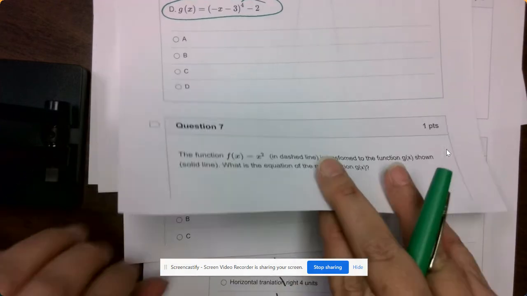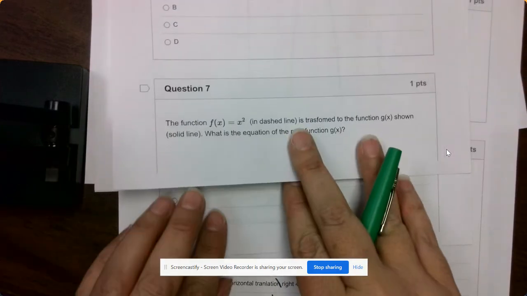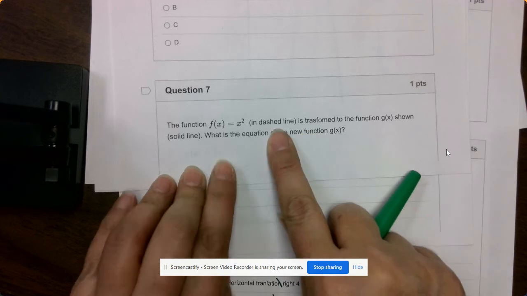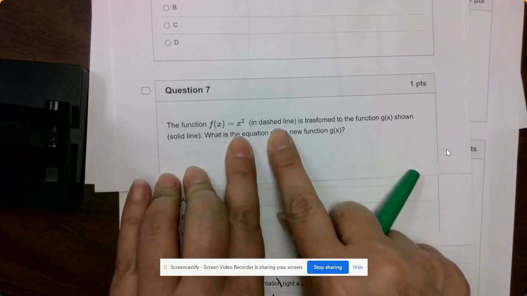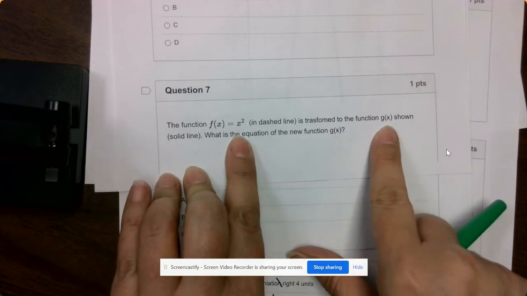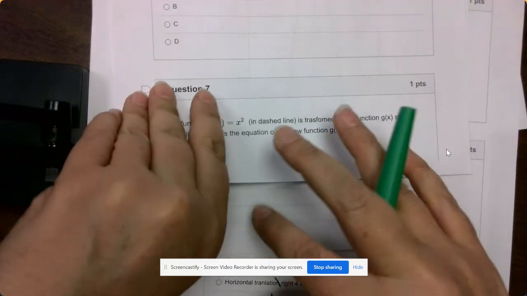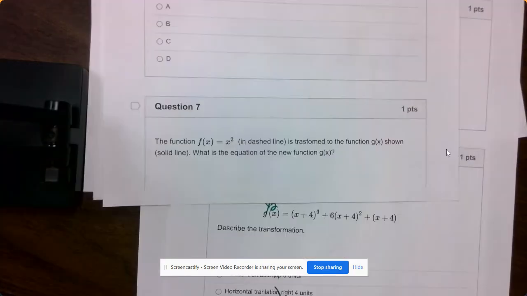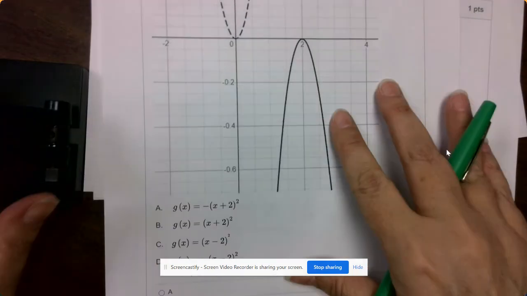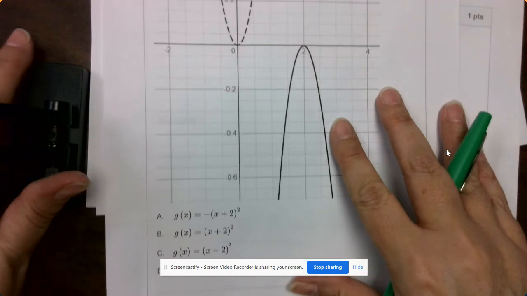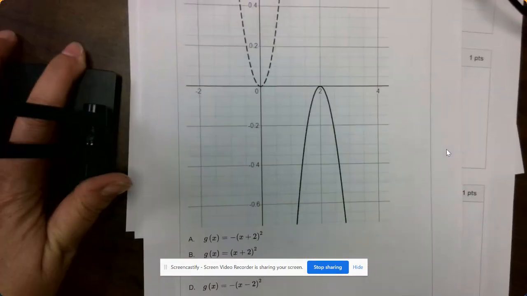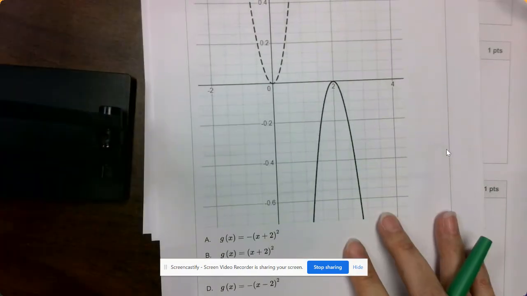Okay, so this one, everybody, we're looking at the graph. It says to look at the graph, the f of x squared is a dashed line. Everybody, that's the original. To function g, what's the equation of the new function? So we're going to compare these two, everybody. So we're looking at what happened.